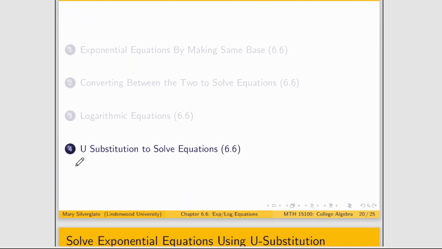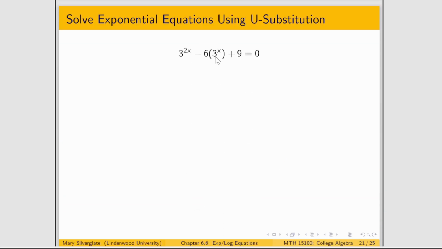The last method that is sometimes helpful to solve exponential and logarithmic equations is U substitution. So what would that look like? In particular, if you have an equation where the middle term squared gives you the first term, which in this case is true, 3 to the x all squared is 3 to the 2x, then you should be thinking I can use U substitution. In particular, I'm going to make u that middle term, 3 to the x. That makes u squared, 3 to the x all squared, which is 3 to the 2x.